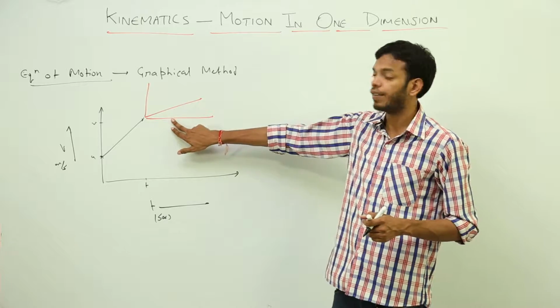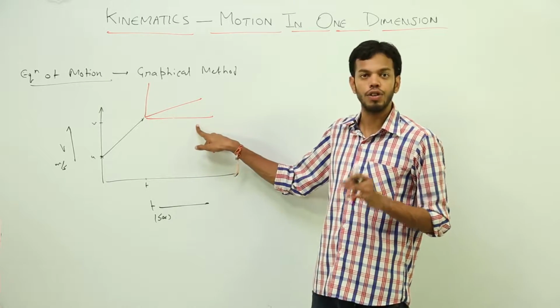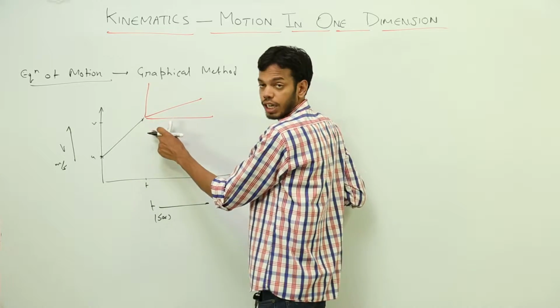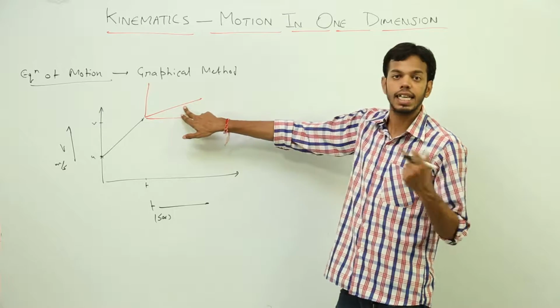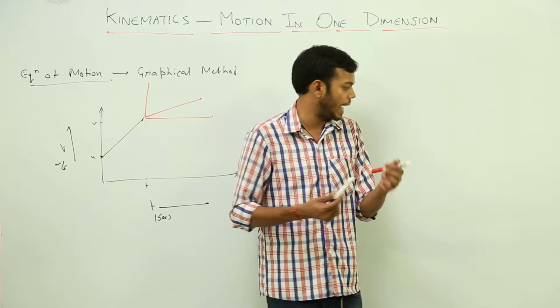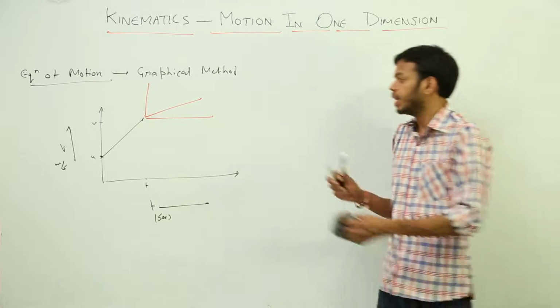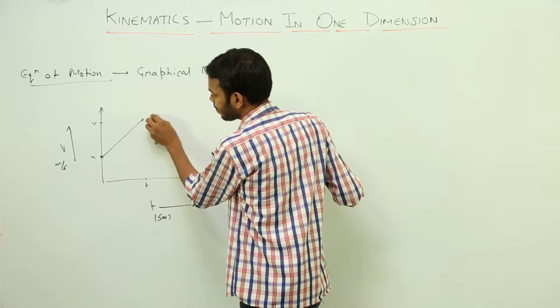This kind of graph you will get when the object is moving with constant velocity, not at rest. This means the acceleration is 0. Here it has less acceleration, here it has very high acceleration. So in the velocity-time graph, the slope actually gives you the acceleration. This is what we are going to use while deriving the formula.